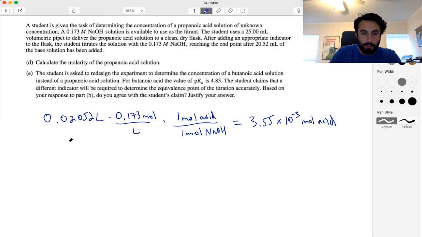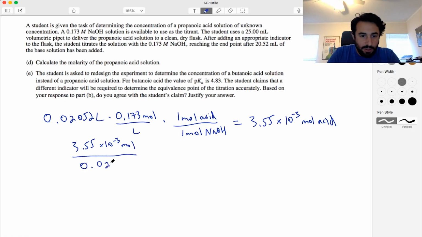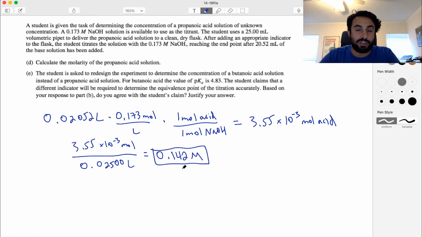Now we're almost done, right? We just need to take that, and we know the volume, right? This many moles over 25 milliliters, so let's make it 0.025, and just put those zeros in there, liters, and we get 0.142 molar. So this is a very straightforward titration calculation.